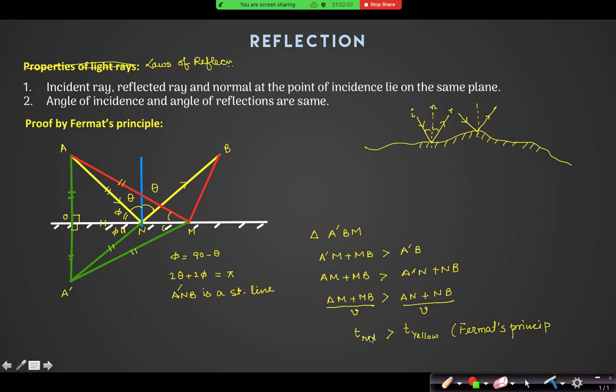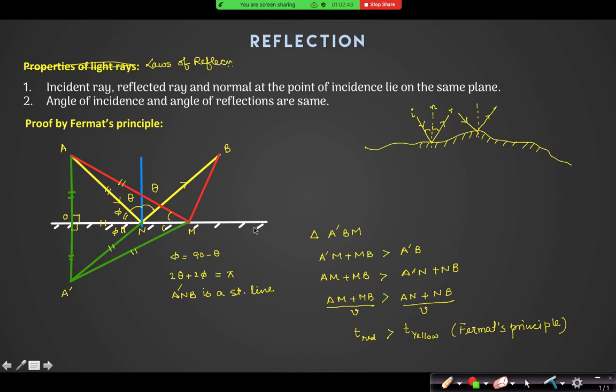So can you explain the second last line? This one. Okay. AM plus NB is the path to travel from A to B by this red color line, and AN plus NB is the path to travel from A to B by this blue color line. If I divide the path length by the speed of light, which is a constant everywhere in this medium, can I find the time?